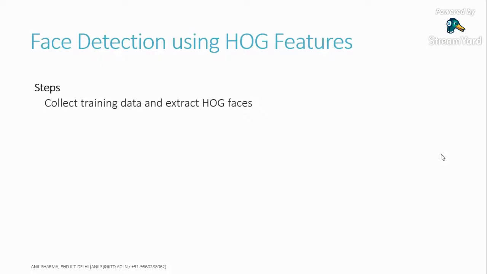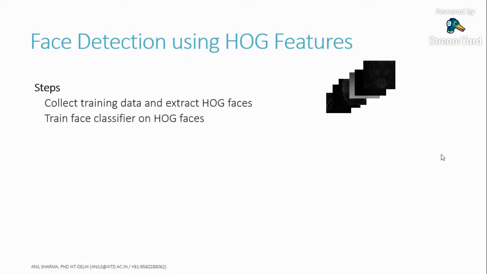So how to perform face detection using HOG features? The first step is that we have to collect a lot of training data, and we have to extract HOG faces like what we have done in the last slide. Let's say this is one of the images we have extracted from the previous image, which doesn't contain a face. This is another image which contains a face. This image doesn't contain a face. This contains a face. I have shown very few examples, but in general, we have to collect a large amount of training data so that we can train an accurate machine learning system.